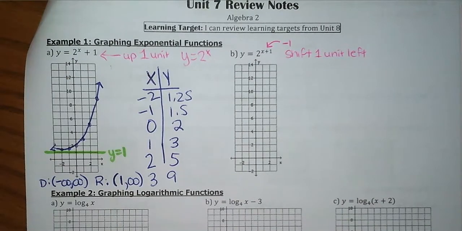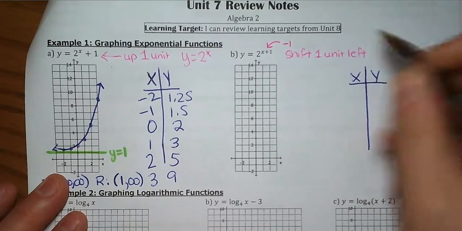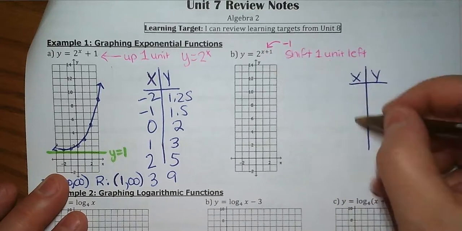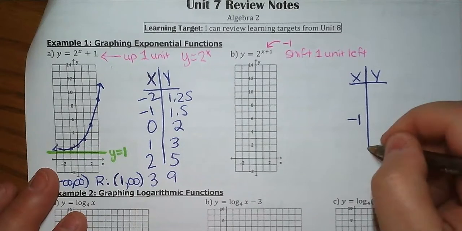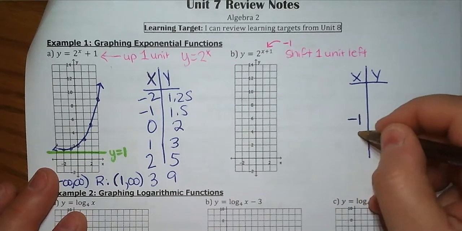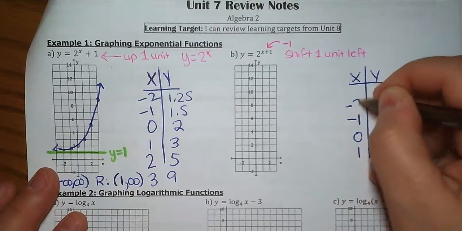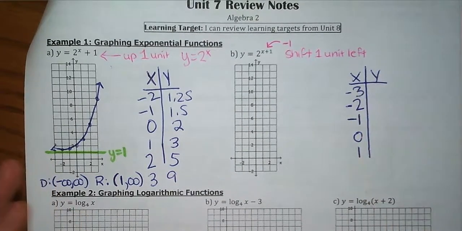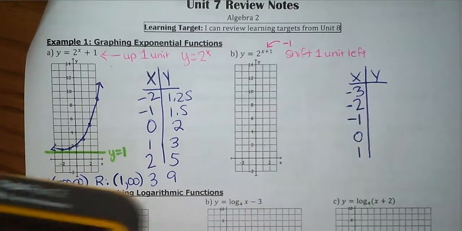Okay, now when you make your table here, I would do this a little bit differently than the previous question. I would put whatever sets that exponent equal to 0 in the middle of the table. So the middle of my table would be negative 1. And then just a couple bigger numbers, I would do 0 and 1. A couple smaller numbers, negative 2, negative 3. And again, if you don't have a graphing calculator, you're going to plug those in for x in your exponent.